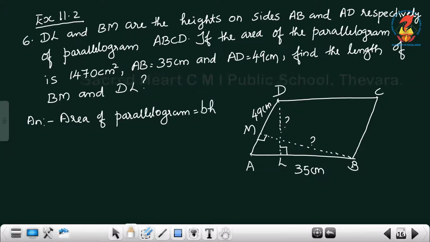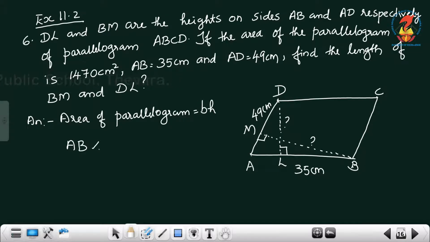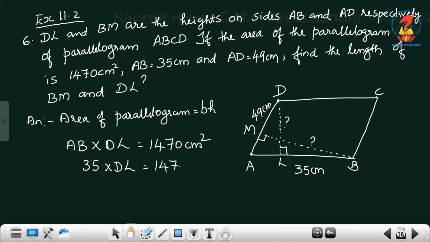base into height. Okay, first you consider AB as a base and the height on that side is equal to DL. But AB into DL equal to what? What's the area of this ABCD? Already given, 1470 centimeter square. Now we consider AB as a base and DL height. AB equal to 35, so 35 into DL equal to 1470.